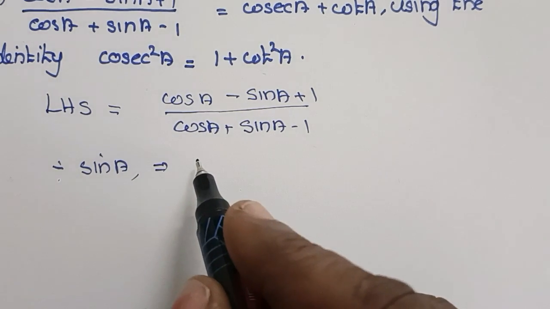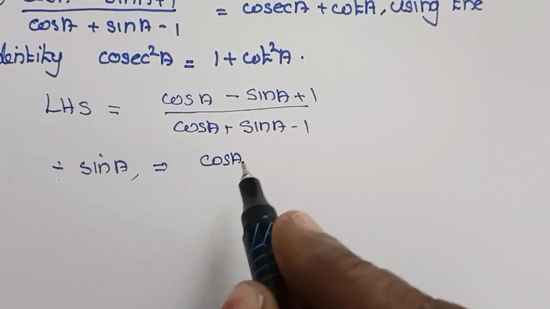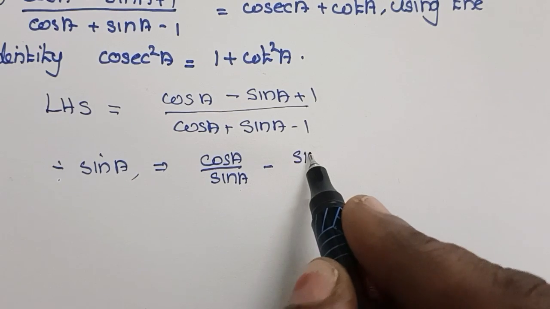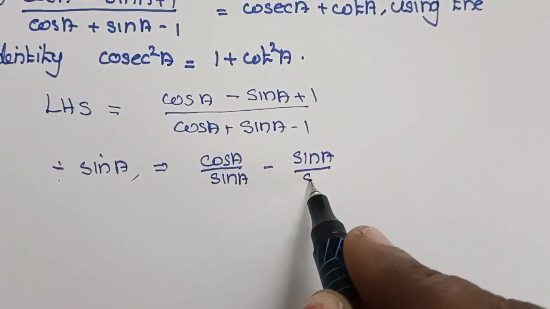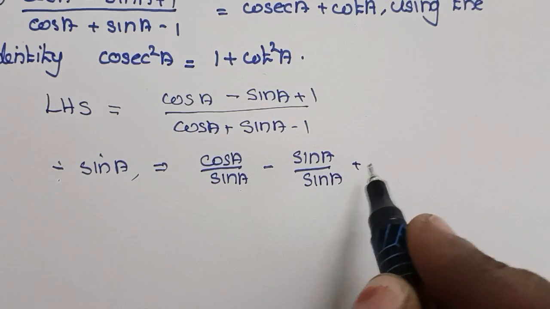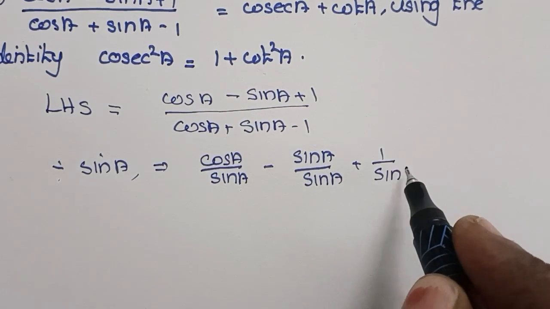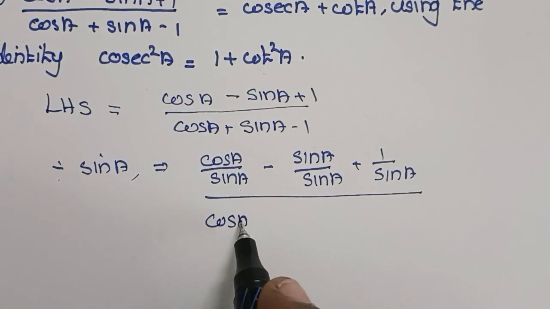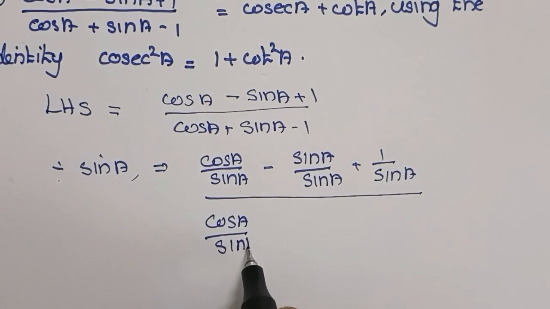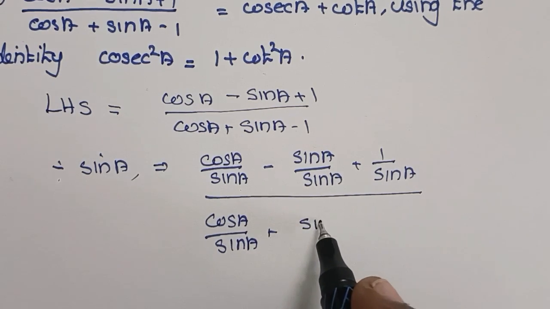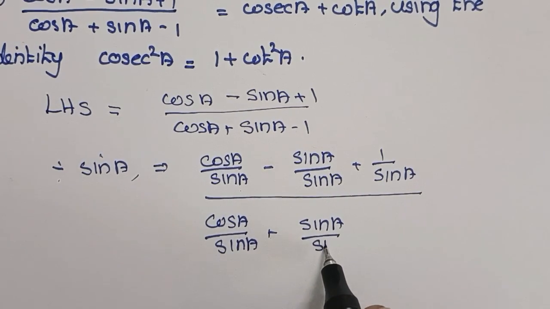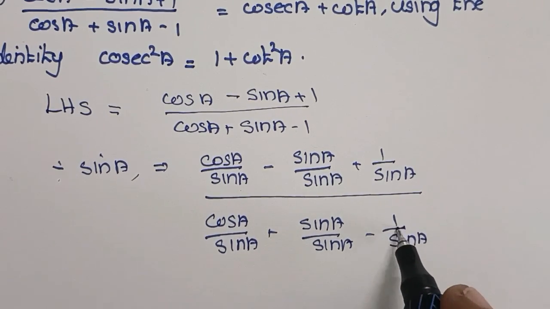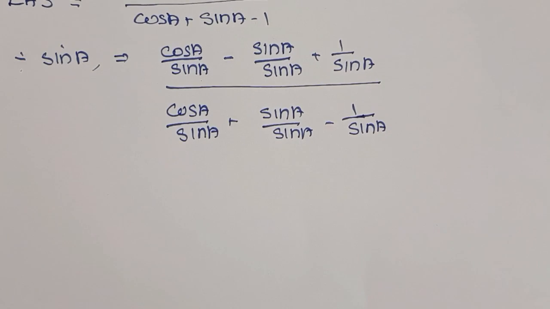Dividing by sin A, we get cos A by sin A minus sin A by sin A plus 1 by sin A, whole divided by cos A by sin A plus sin A by sin A minus 1 by sin A. Okay, dividing both numerator and denominator throughout by sin A.